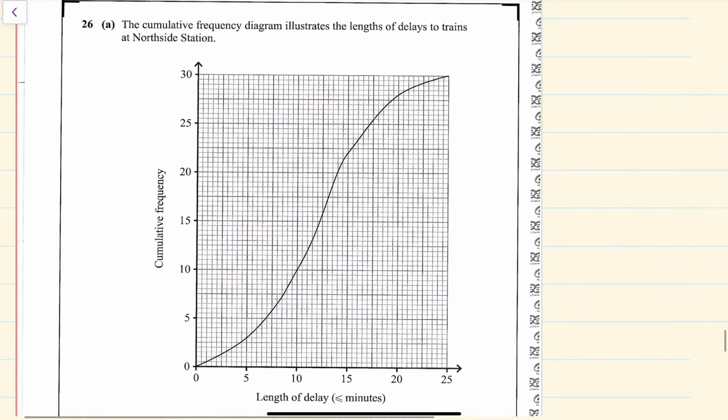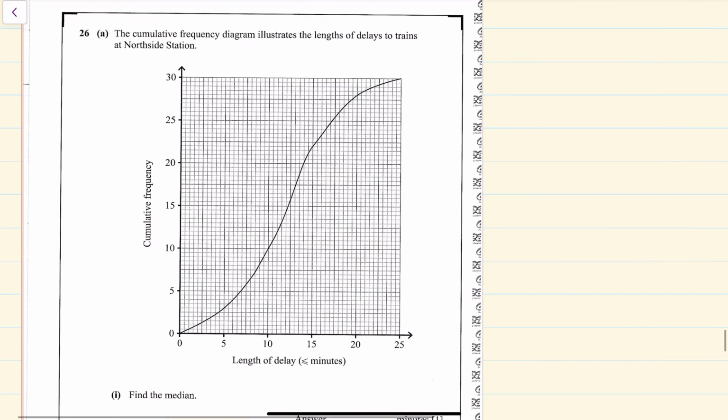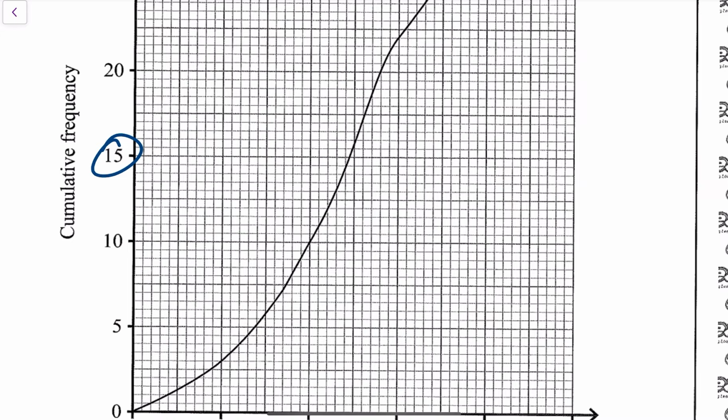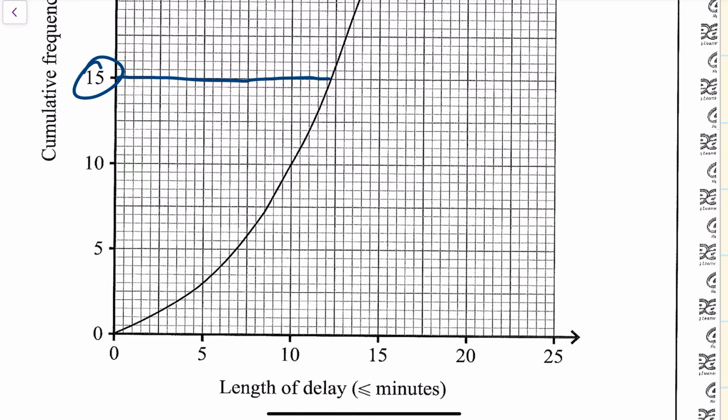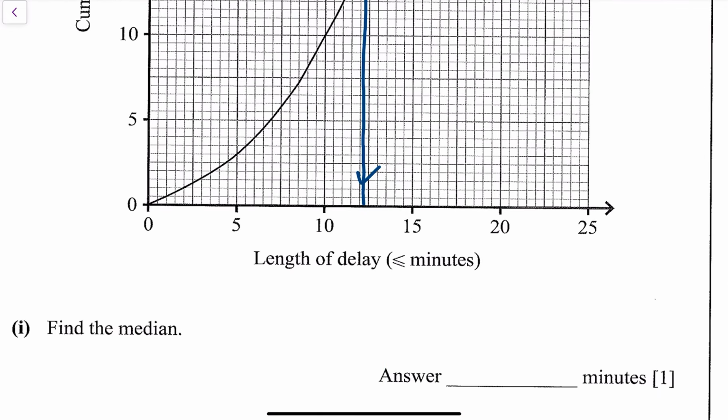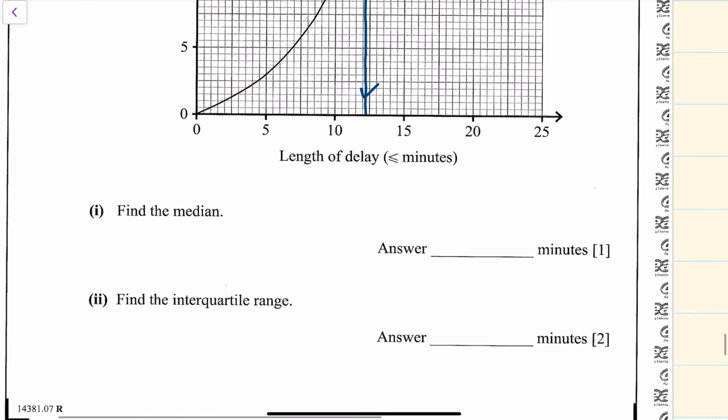Cumulative frequency. A cumulative frequency diagram illustrates the length of delays to trains at Northside Station. Find the median. You can see the graph goes all the way to 30, so for your median, you're going to go across here. Thankfully I can do this without a ruler because they've been nice and done a nice wee scale. It's halfway between one of those boxes. When you come down, you use a ruler. That is going to be 14.5. My median is 14.5 meters.